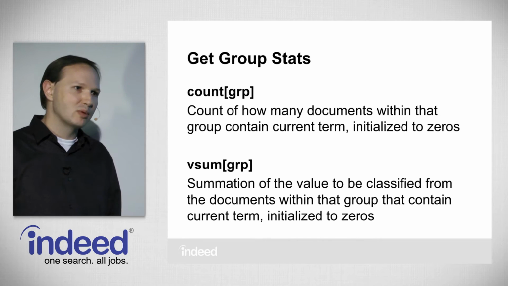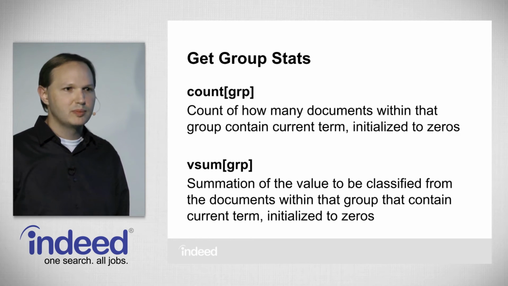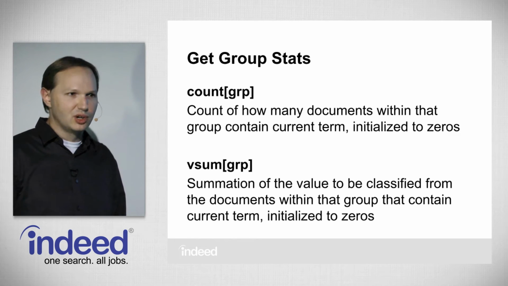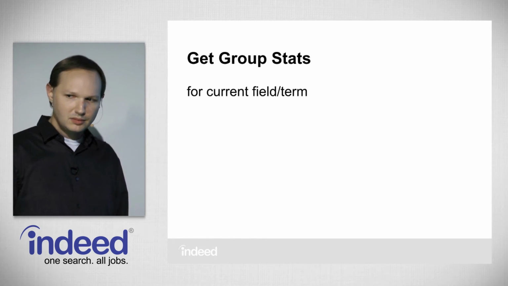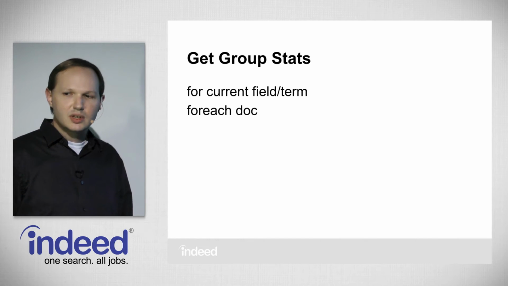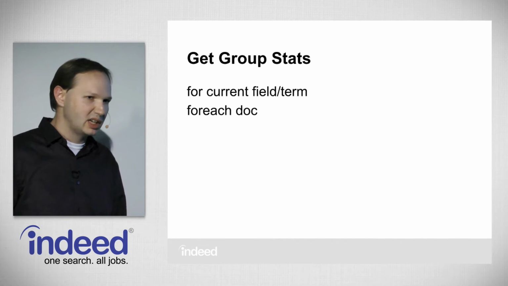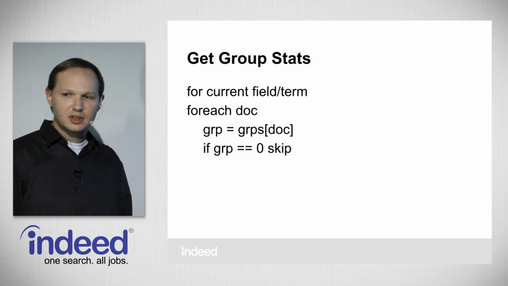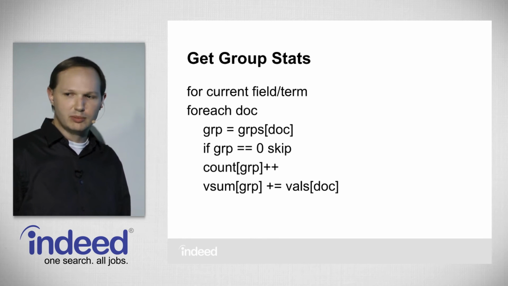For get group stats, we need a couple more arrays to keep track of these statistics. We're going to keep a count of how many documents we've seen in that group for that specific term. And we're going to keep a running summation for whatever value we're trying to predict for that term and that group. So these are both initialized to 0. So getting group stats, for the current field and term, we're going to iterate over each document that contains that field and term. We're going to look up its group. If it's 0, we're just going to skip it. And we're going to add up our statistics about this field term group pair.